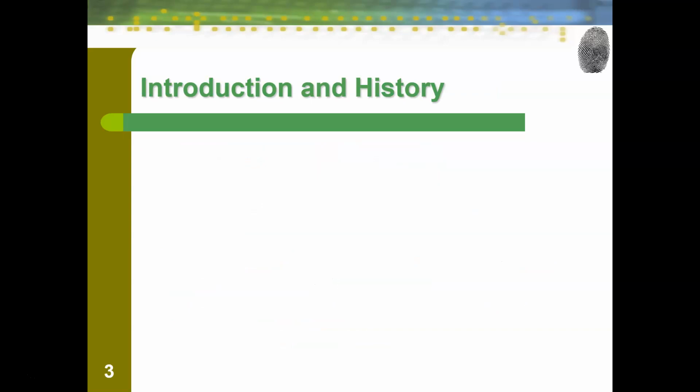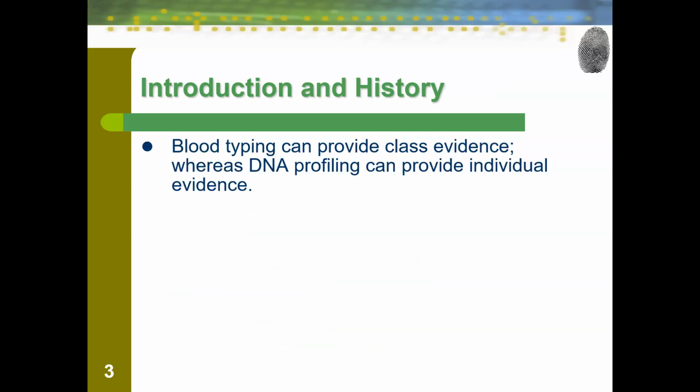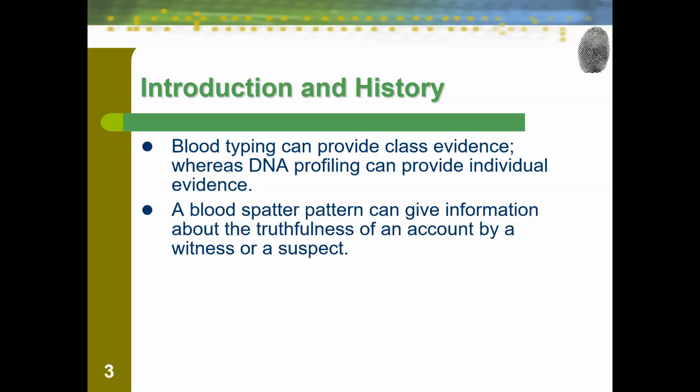Now a little bit of an introduction and history for you. So blood typing can provide us with class evidence, whereas DNA profiling can provide us with individual evidence. So we can typically get a DNA profile from blood evidence.